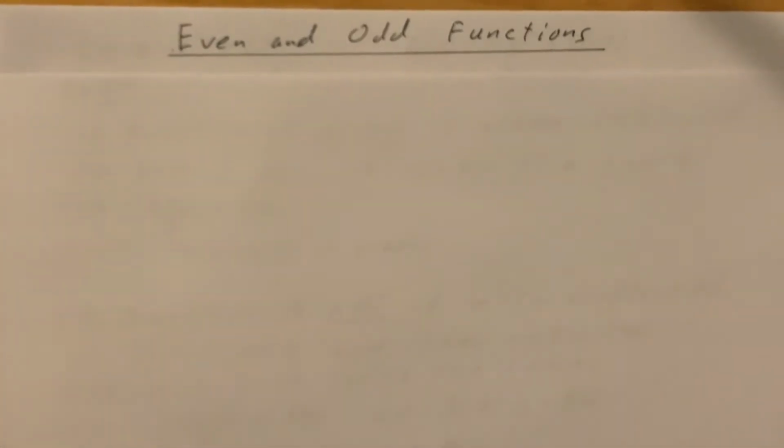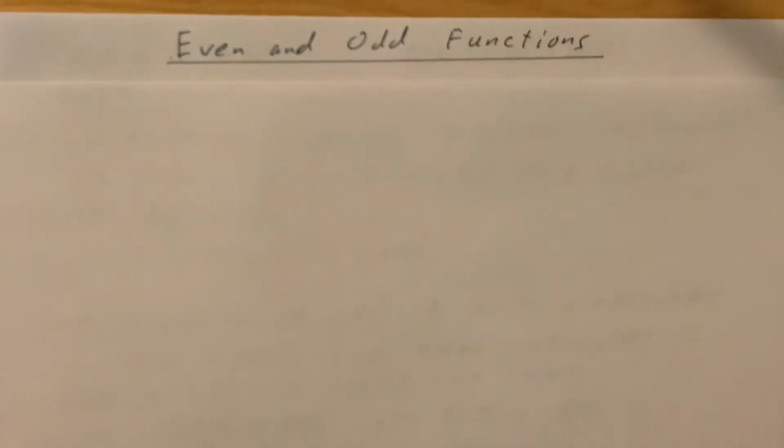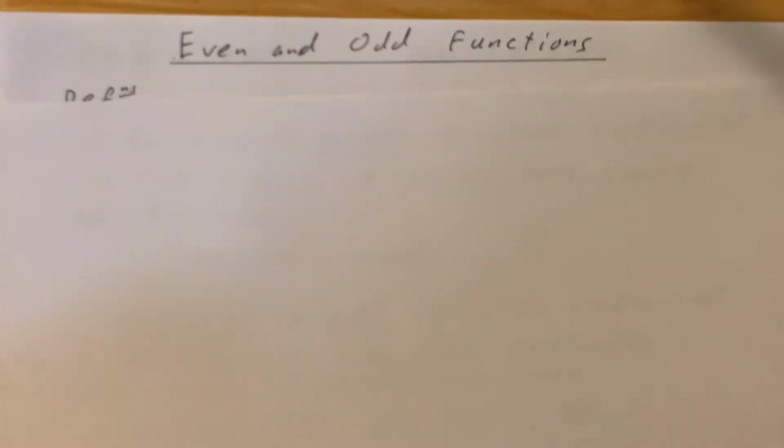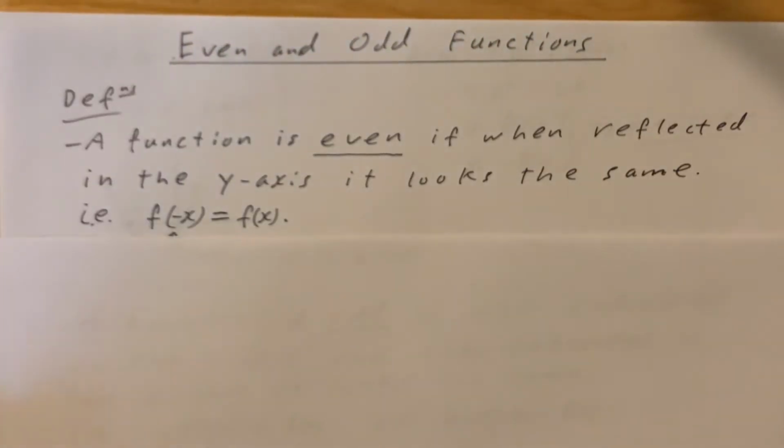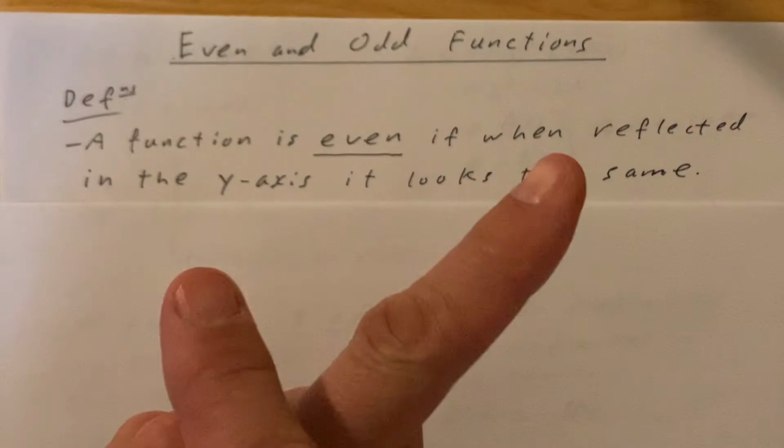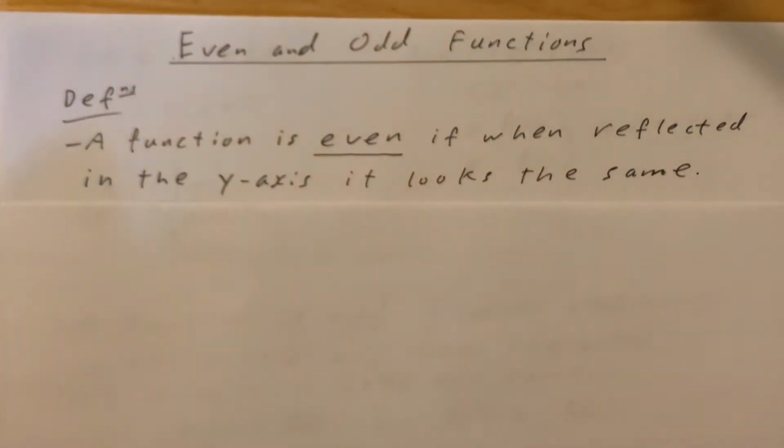Okay, we're going to look at even and odd functions and how it applies to trig functions. First of all, we need to define what an even function is and what an odd function is. So, the definition is here for an even function. An even function is even if when reflected in the y-axis, it looks the same. So if you take the function and flip it over in the y-axis, a horizontal transformation, and it looks the same, then it's even.